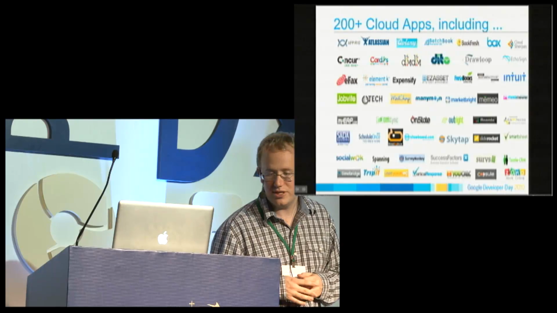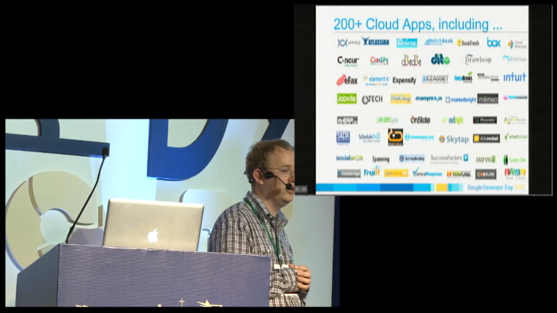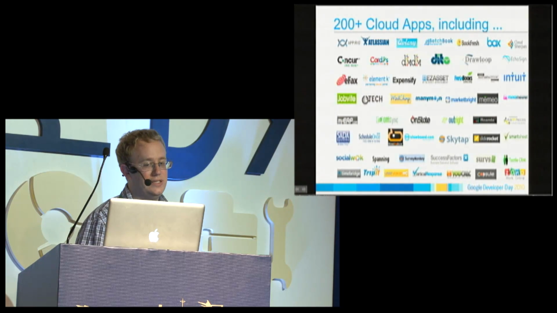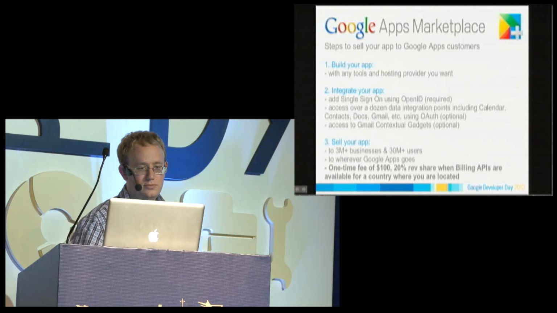We show some logos here. These are people who initially launched with us back in March. There were 50 applications which launched with us, so we've grown significantly since then. And there are applications of all different types. There's expense reporting applications, there's image editors, there's mailing and marketing applications, all sorts of types of apps.